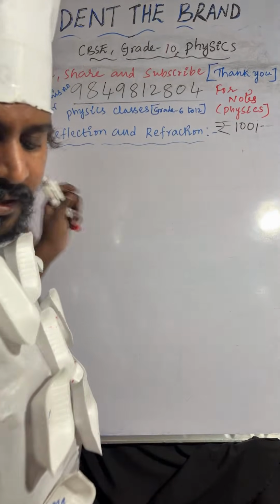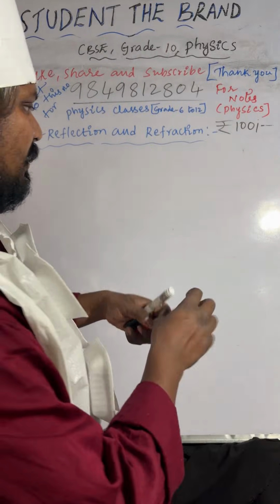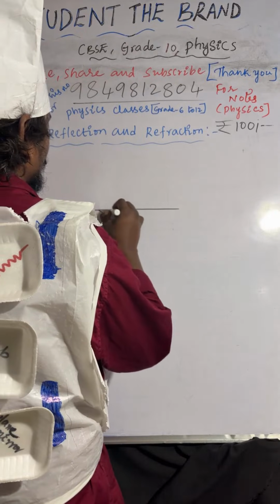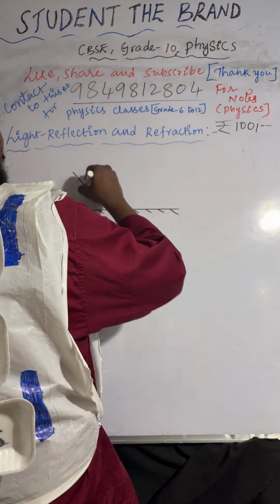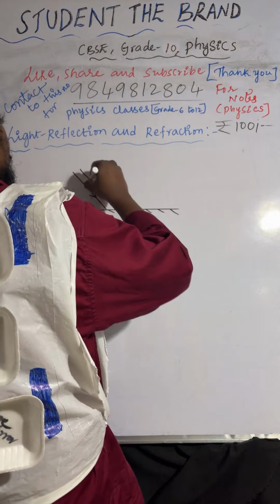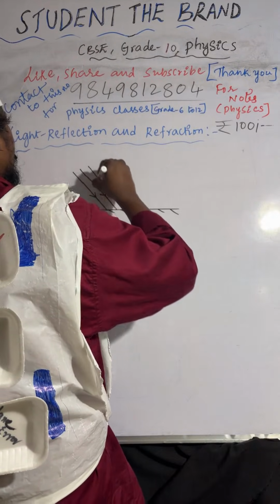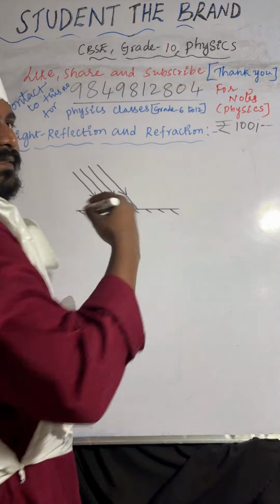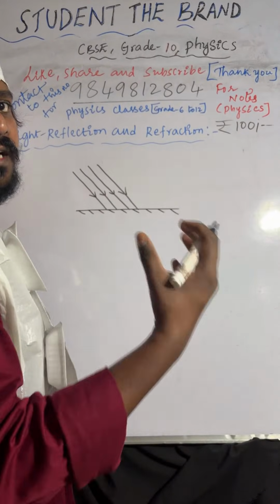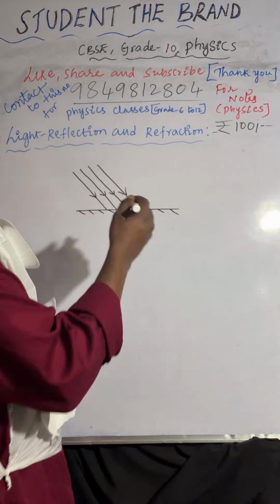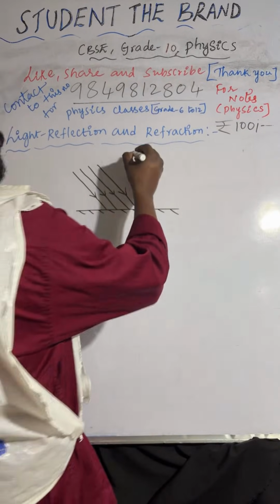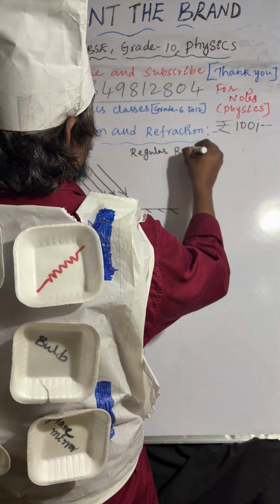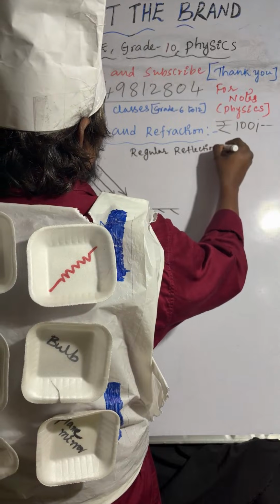So regular reflection and irregular reflection. Now you can see here, I am taking a plane mirror. This is a plane mirror. So incident light rays are parallel. These are incident light rays. Incident light rays are parallel, then reflected light rays are also parallel to each other. This type of reflection is called regular reflection.